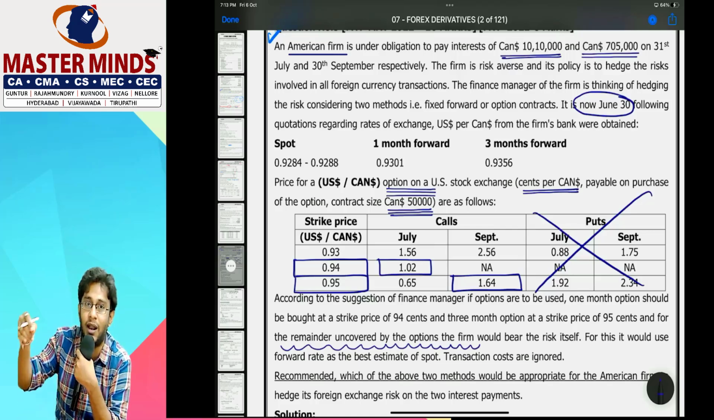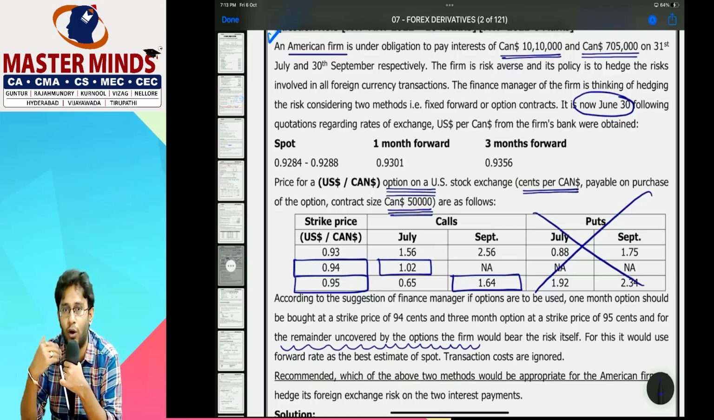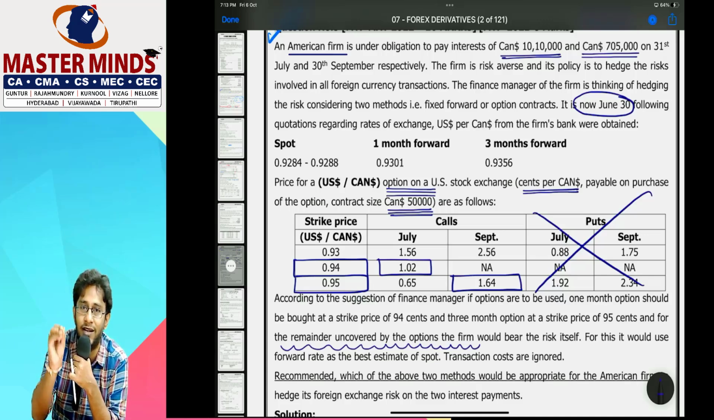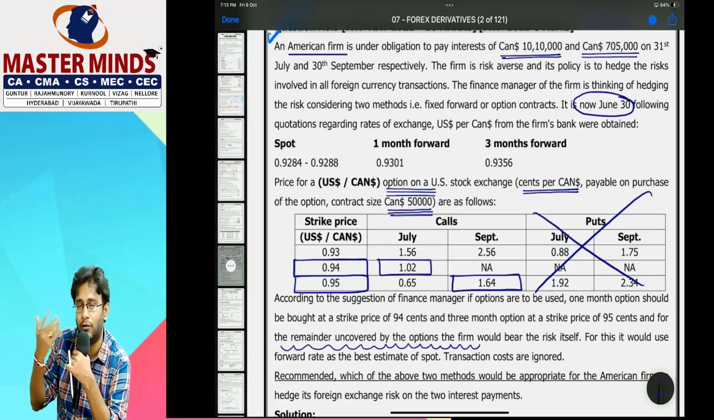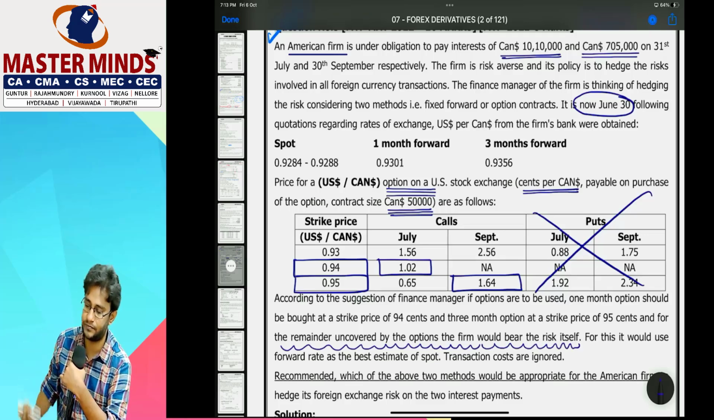You have to catch the language. And for the remainder uncovered, uncovered means you are not doing over hedging; you are doing only under hedging. So round off to the lowest boundary and take 20 contracts. Whatever 0.2 contract you are unable to take up, to that extent your FC payable will remain unhedged. He says, don't worry, we will handle it ourselves. The firm would bear the risk itself.